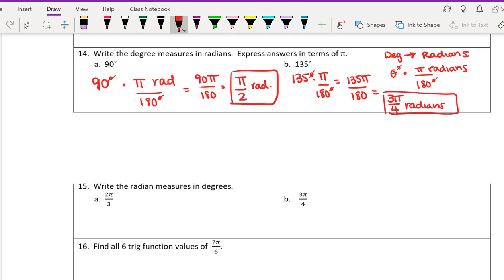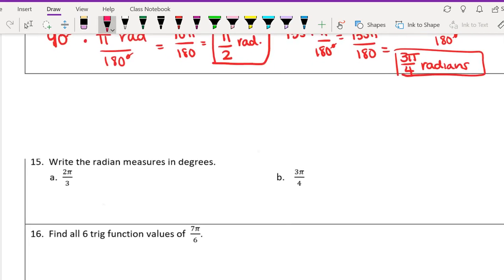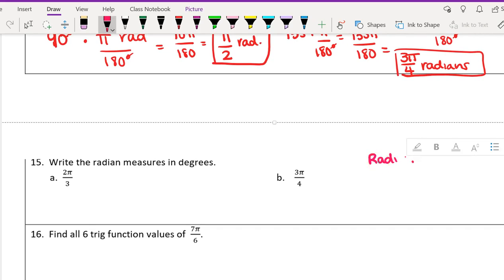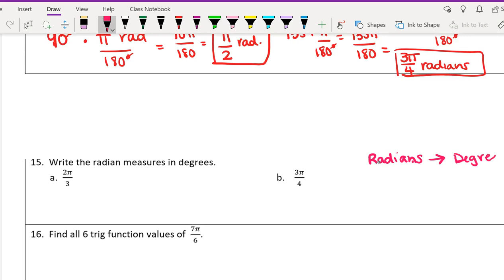Okay, if I have radians to degrees, the process is the reciprocal, because now I have a different unit on top and I need that unit to cancel. So radians to degrees, we have some theta in radians. We're going to multiply that by, I want degrees, so that has to be on top, and pi radians needs to be on the bottom so that my radians end up canceled and I'm left with degrees.